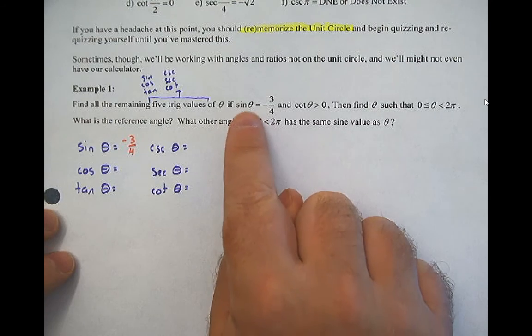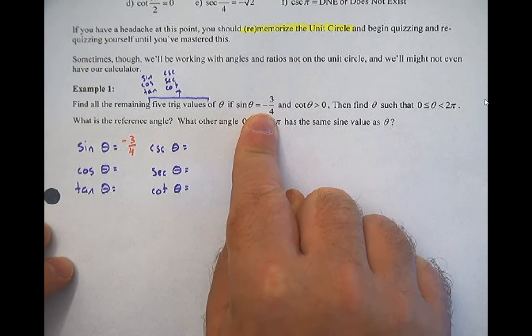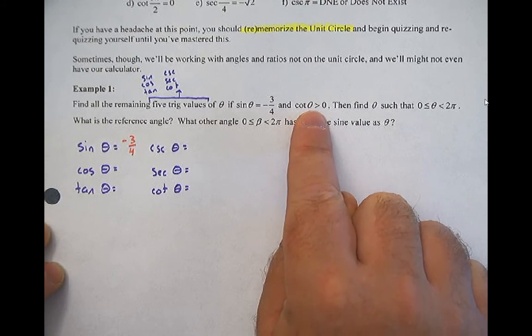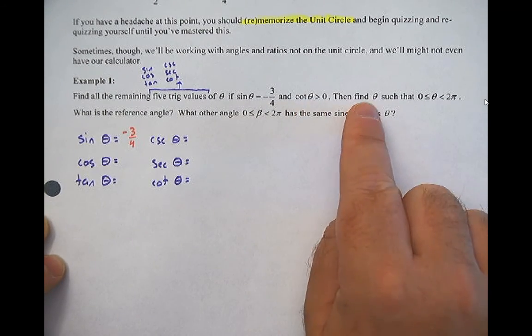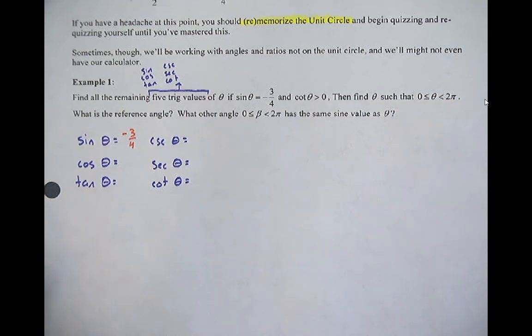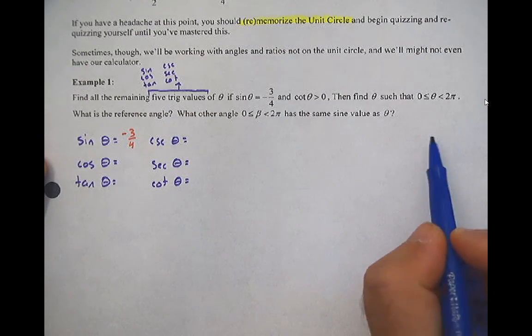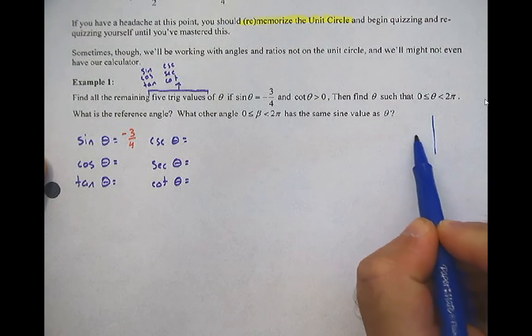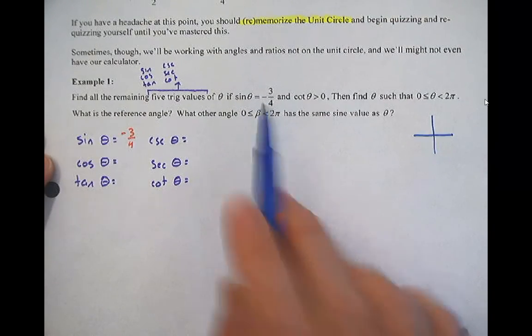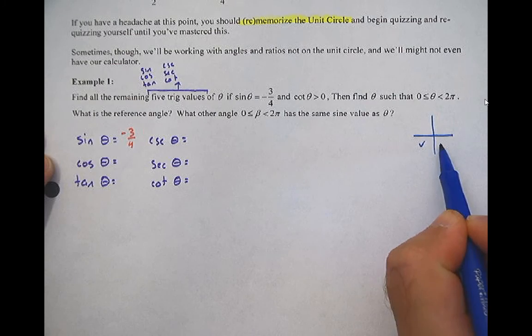So what do we know? The other hint they gave us was that sine is negative 3/4, and cotangent of theta is greater than 0. So we want to find the angle such that the angle falls between 0 and 2 pi. So let's make a sketch of what we got going on here. If you remember, we did this in pre-calc where we would do little check mark things. So what do you know about sine? Sine is negative in quadrants 3 and 4.